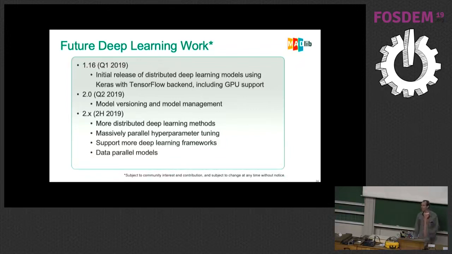And the work that we have planned for the remainder of this year is very deep learning focused. So we want to look at more distributed deep learning methods. We want to implement the parallel hyperparameter tuning that I mentioned before. And we're also in the process of adding a model versioning repository. So that will allow you to run tons and tons of models in parallel, collect your results in one table, and then sort through them to pick your best parameters.